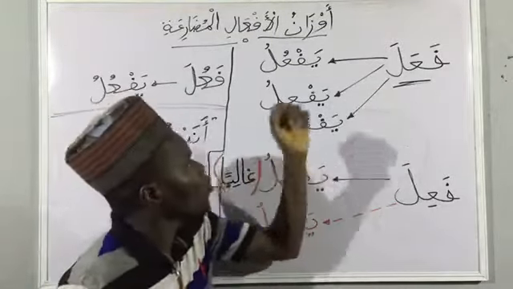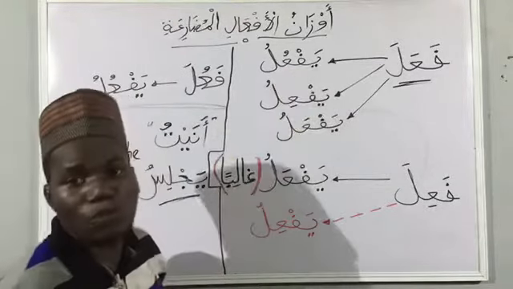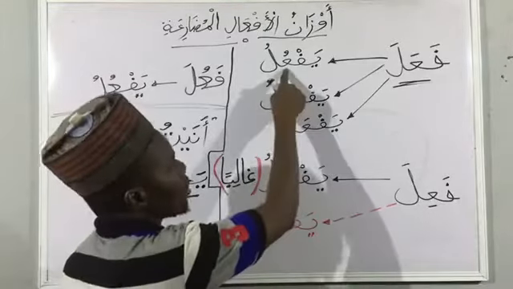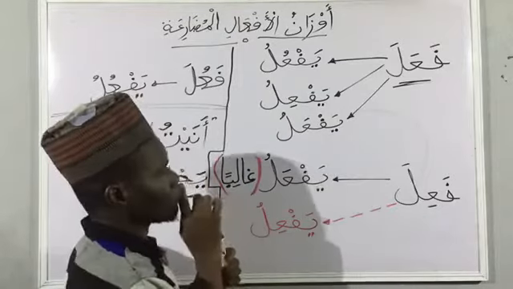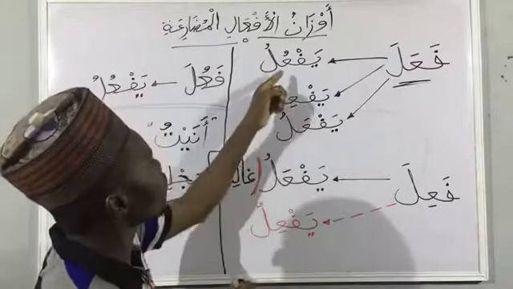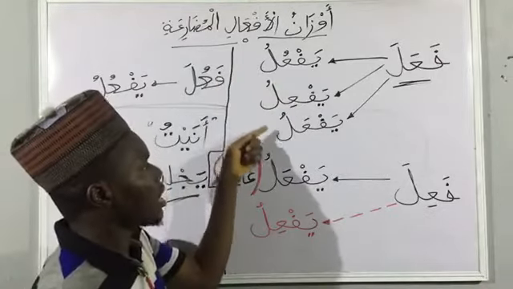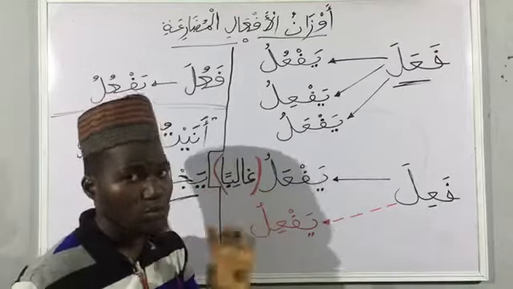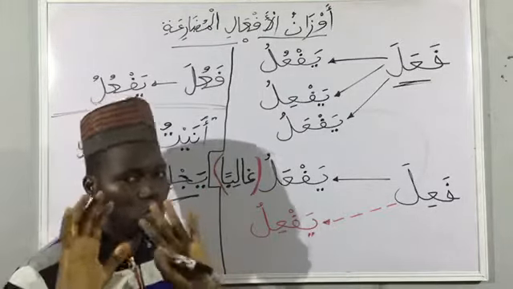So fa'ala, the first form the Mudari can take is yef'ulu. You can see, we are concerned about the Ayn. Before I go on, another point to note. For the Mudari, the last letters always take raf'u. Always take raf'u. So dammah and its like, you will understand better.